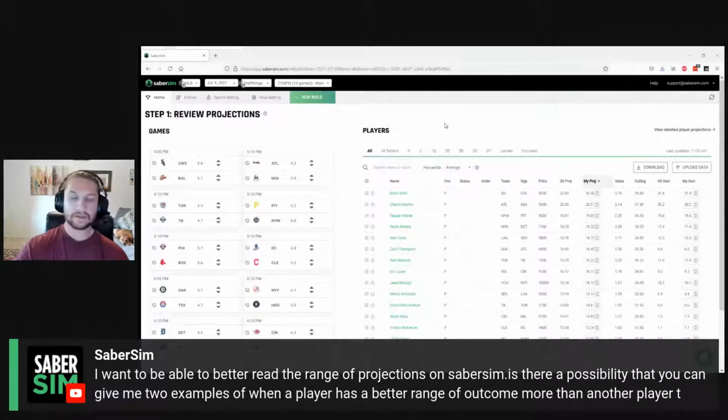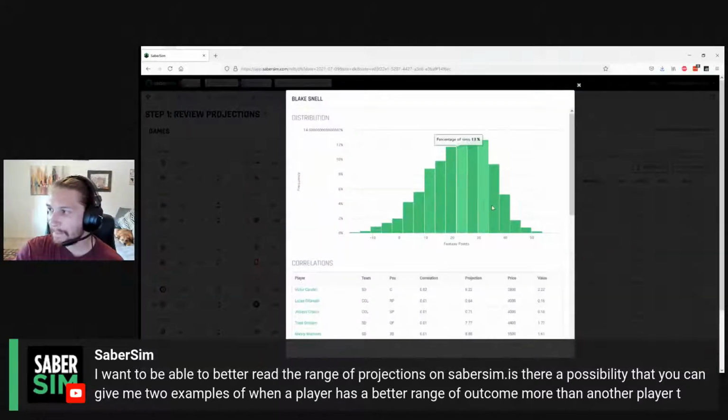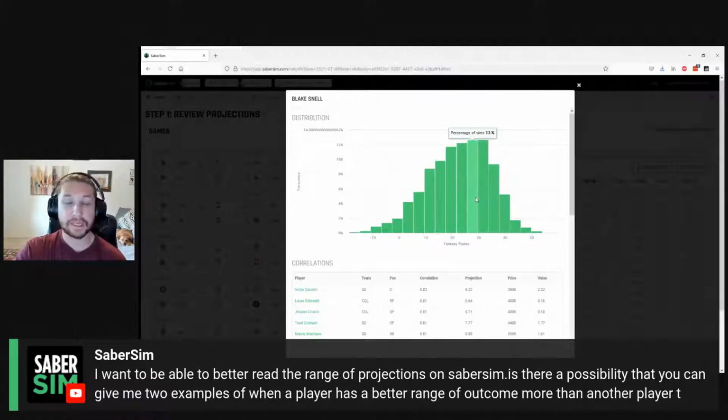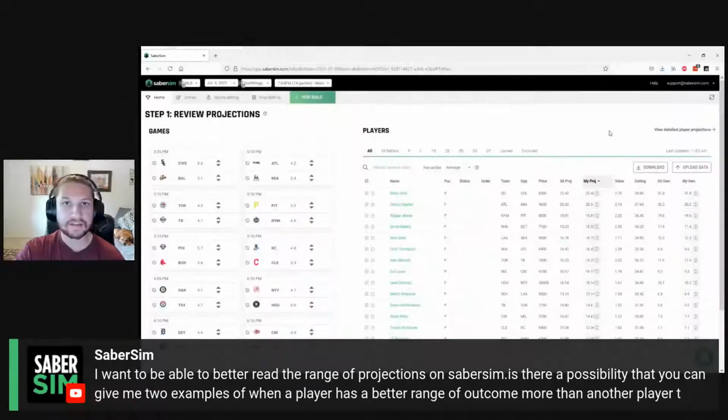So I think looking at the ranges of outcomes when you click a certain player's name is maybe not so much useful for the purposes of looking for a good range of outcomes or a bad range of outcomes, but understanding the difference in ranges of outcomes of certain players at different positions or across different sports, and then understanding why those outcomes are so different, right? I think this is best shown on baseball looking at a pitcher versus a batter, right?